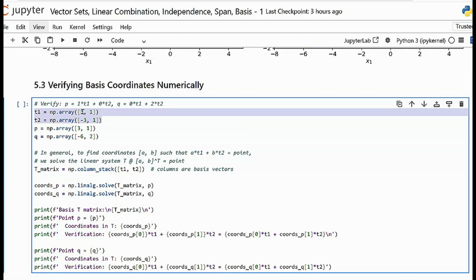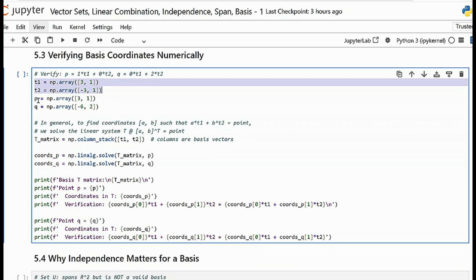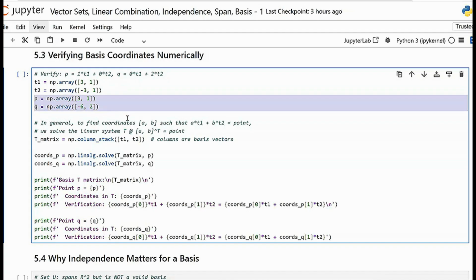So T1 is (3, 1) and T2 is (-3, 1). So these form a valid basis because they are independent and spanning. Now let me move on to the next two standard coordinates, P and Q.